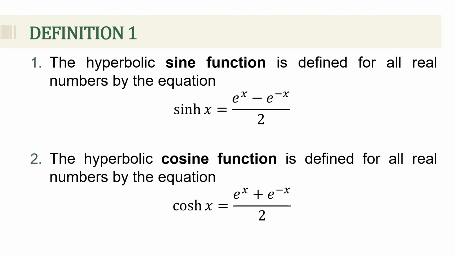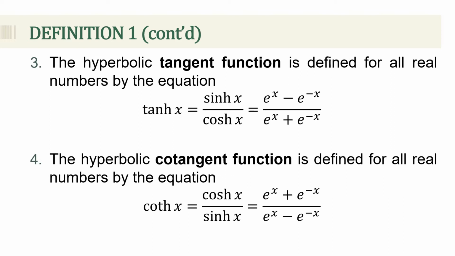The remaining four functions have definitions that are analogous to the definitions of the trigonometric functions. The hyperbolic tangent function is defined for all real numbers by the equation, just like our tangent x, hyperbolic tangent of x is equal to hyperbolic sine x over hyperbolic cosine x. Or that is e raised to x minus e raised to negative x all over e raised to x plus e raised to negative x.